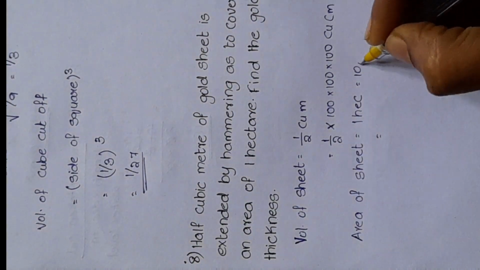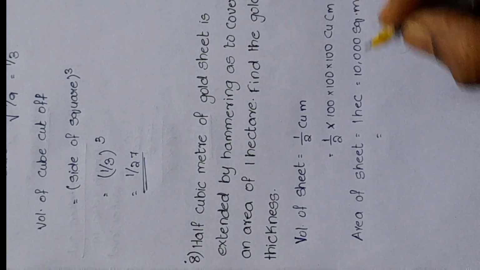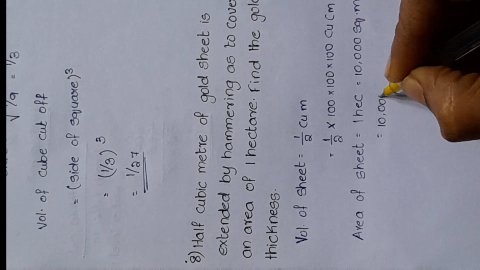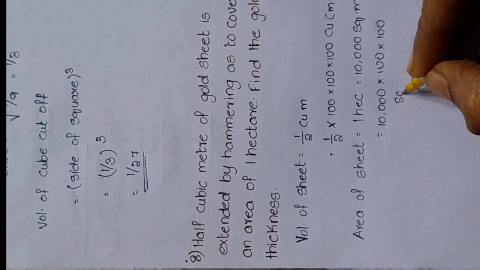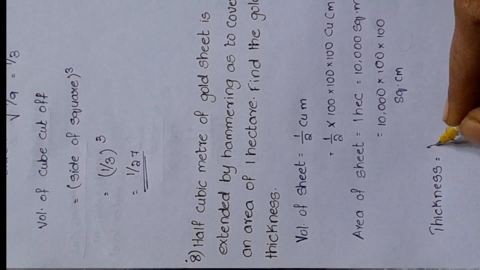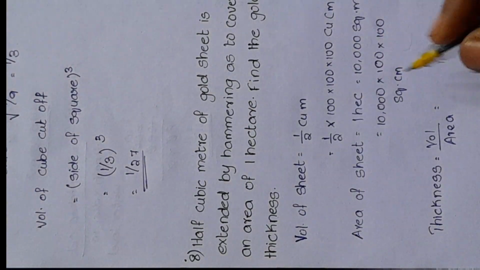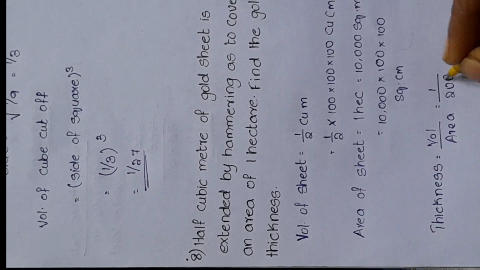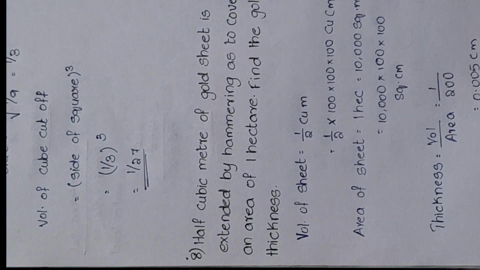1 hectare is equal to 10,000 square meters. This should be converted to centimeters. So 10,000 into 100 into 100 square centimeters. Now to find the thickness, we should divide the volume by area. Volume by area. So dividing this number with this value, we get 1 by 200. 1 by 200 can be written as 0.005 centimeters, which is the thickness.